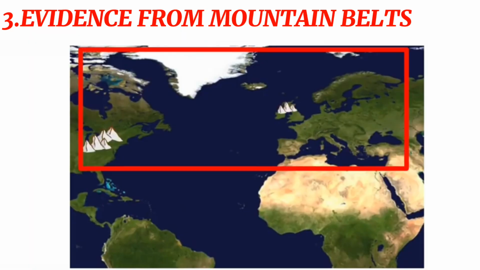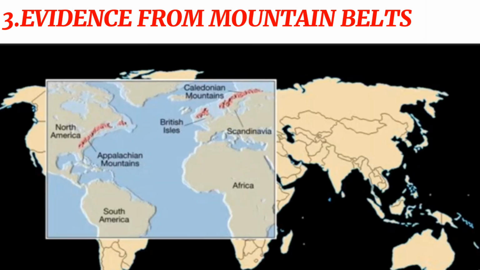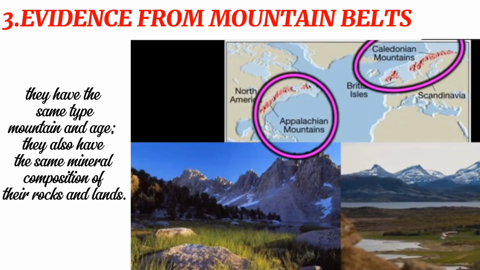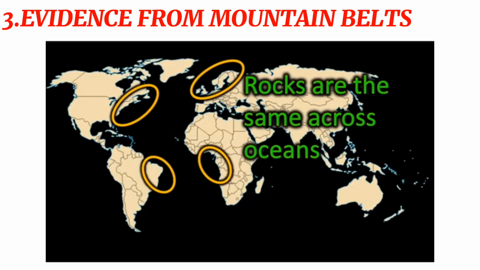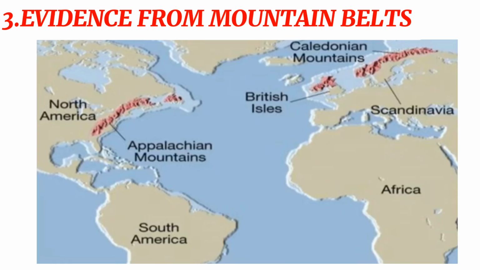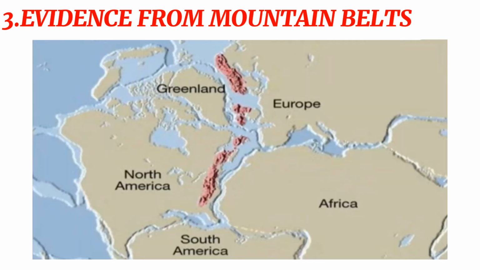Another evidence is the evidence from mountain belts, or what we call in Tagalog, bulubundukin. In this map, we can see two mountain ranges, the Appalachian Mountains and the Caledonian Mountains. Wegener discovered that they are the same type of mountain and the same age, and they also have the same mineral composition of their rocks and soil. So when he tried to connect all the continents, it came out that the Appalachian Mountains and Caledonian Mountains are really joined together, further solidifying his theory.